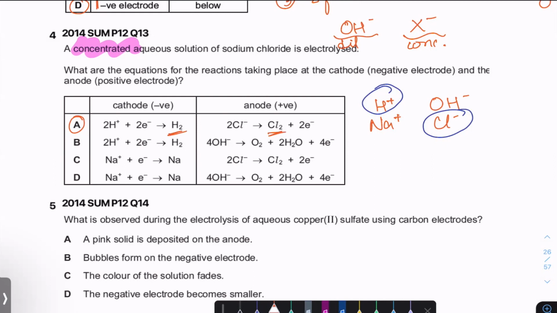Next question. What is observed during the electrolysis of copper sulfate using carbon electrodes? Let's see. हमारे पास आयंस कौन से हैं? कॉपर आयन है, सल्फेट है, H पॉजिटिव, हाइड्रोक्साइड. तो पॉजिटिव आयंस में ये लेस रिएक्टिव है तो ये डिस्चार्ज होगा, और इन दोनों में ये लेस रिएक्टिव तो ये डिस्चार्ज होगा. तो इसका मतलब है कॉपर आयन विल लीव द सोल्यूशन, तो उसका ब्लू कलर खत्म, और इससे मिलेगा हमें कॉपर मेटल. कॉपर मेटल का कलर होता है पिंक, सो हमें पिंक सॉलिड मिलेगा.